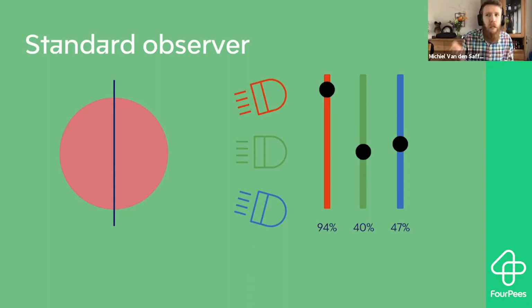We're talking about units of red, green, and blue. Talking about the units makes it very easy for people to say it's 94% of a unit of red, 40% of a unit of green. But what does that mean? How many lumen of light is that? How many photons are we firing at this target? That can all get a bit complex.